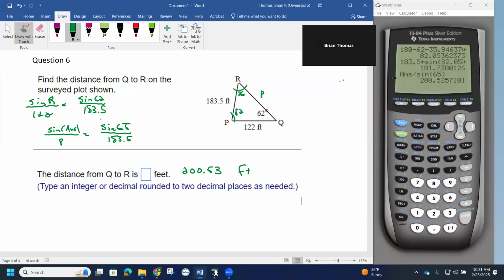But notice how I didn't want to round, so I kept all my numbers on the calculator and just copied and pasted them.